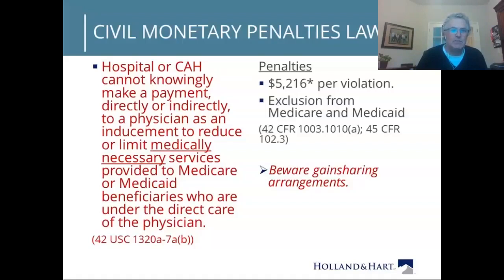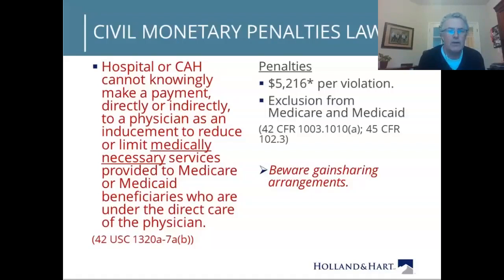Therefore, they came up with this particular provision, which says that the hospital or critical access hospital cannot knowingly make a payment directly or indirectly to a physician as an inducement to reduce or limit medically necessary services. That's actually a change. It used to say just services. Now it's confirmed that it's only medically necessary services provided to Medicare and Medicaid beneficiaries who are under the direct care of the physician. What's the penalty? Well, up to $5,000 per violation, plus you could be excluded from Medicare or Medicaid.